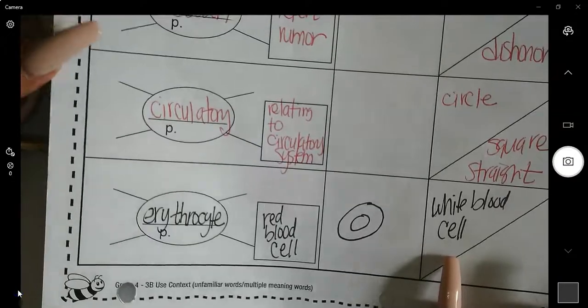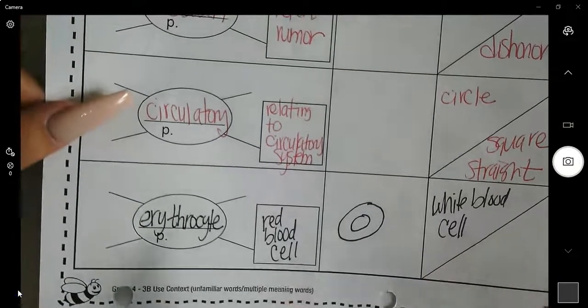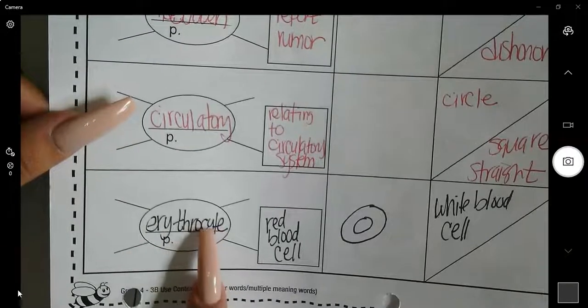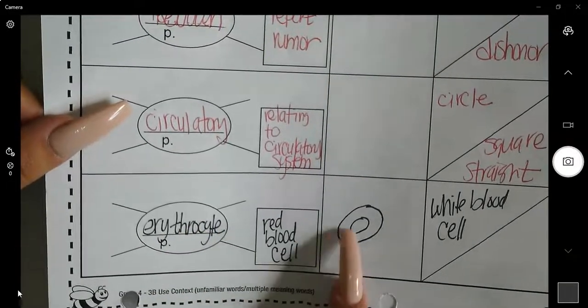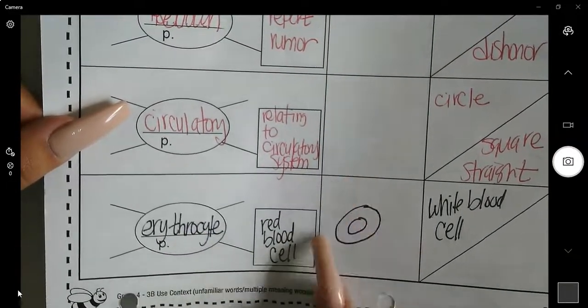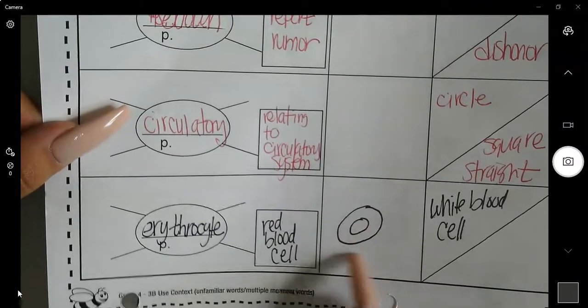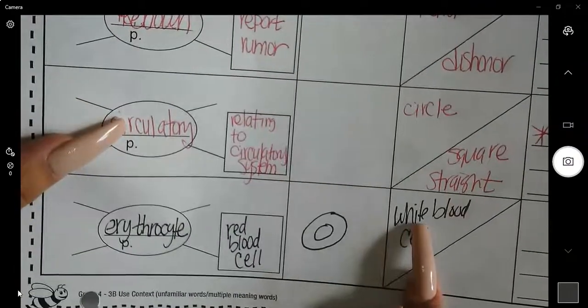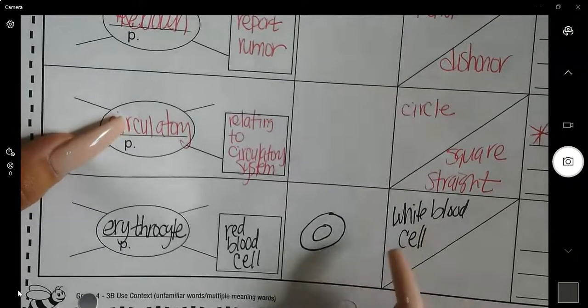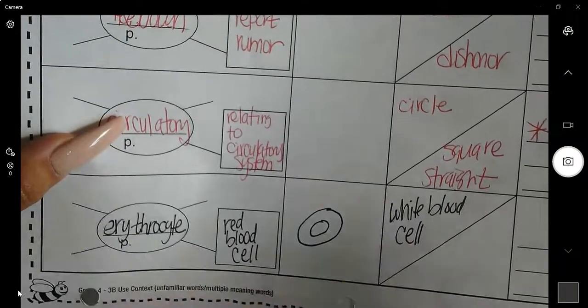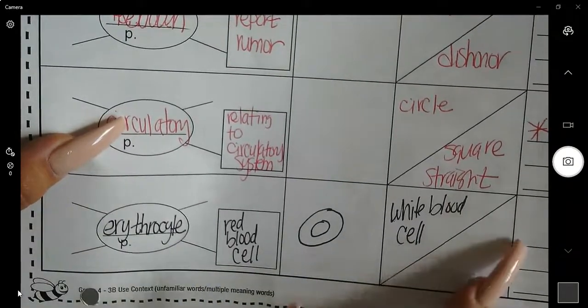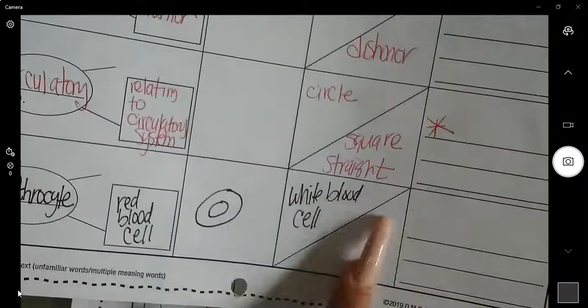So this is what your word web should look like right now. You wrote the word erythrocyte, which is a red blood cell, and here I just drew a little picture for me to remember that it is a circle, and a white blood cell is a synonym for erythrocyte, or red blood cell. For antonym, for now, we're going to go ahead and leave it blank.